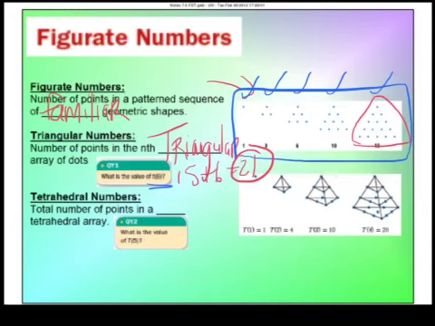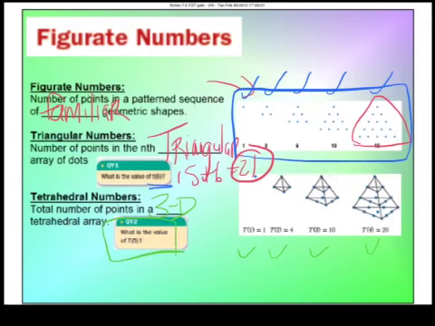The third type of number is a tetrahedral number, and it's the total number of points in a 3D tetrahedral array. So triangular numbers are 2-dimensional. Tetrahedral is kind of stacking triangular numbers. And here you're going to see stages 1, 2, 3, and 4. They want us to find here what is the value of T of 5.